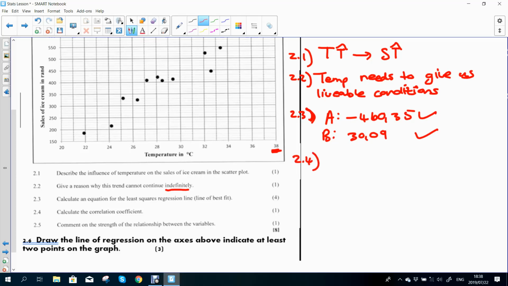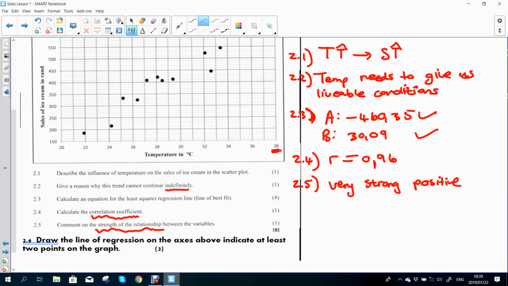2.4, calculate the correlation coefficient. Same thing, guys. I'm just going to give you the answer here. Also calculator work, you can test yourself. You can see this little r is very, very high, so this is a very, very strong correlation. And obviously, like I thought, the next question asks, comment on the strength of the relationship. And you can say this is very strong positive. It's a positive answer and it's very, very close to 1, and that's why it is strong.